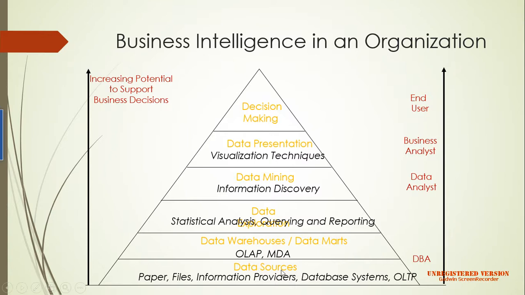Now, how is business intelligence in an organization? Let's see. First is data sources. We have files, information providers, database systems, OLTP, which are transaction processing systems, and data warehouse. From these OLTP systems, we build OLAP or data marts or cubes. This is the part of the DBA. Any DBA looks after these two things, and on it, the data analyst does statistical analysis, querying and reporting. This is general, without data mining.